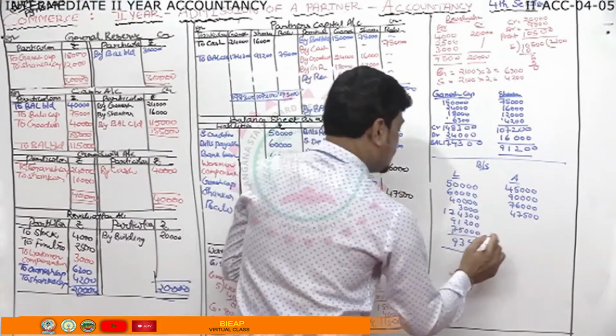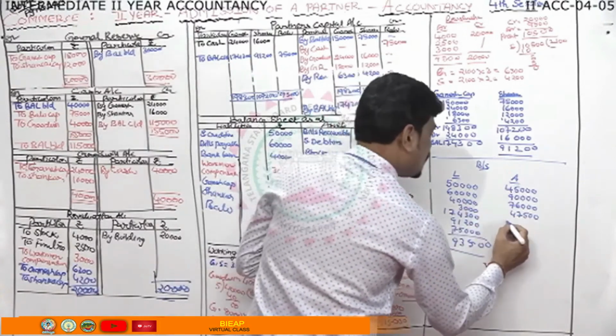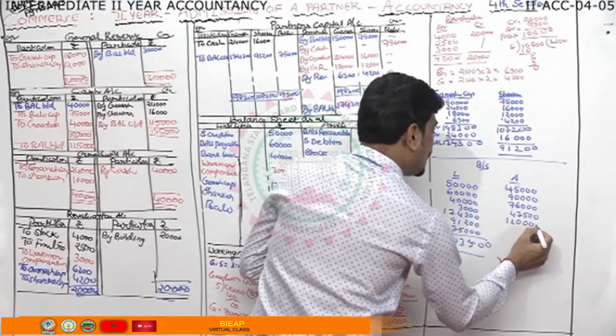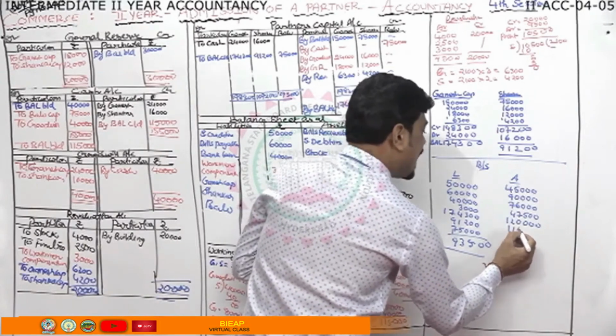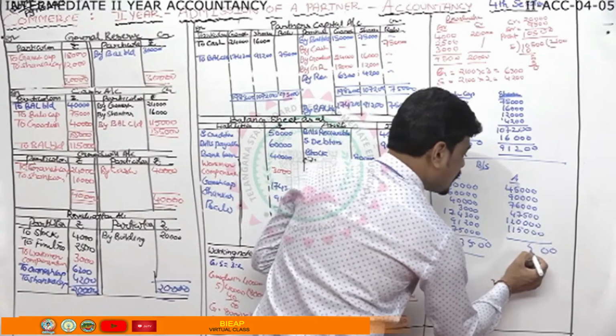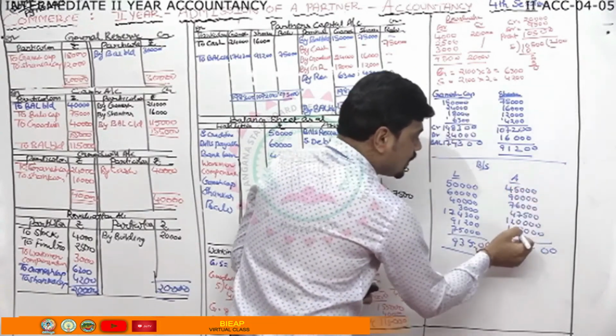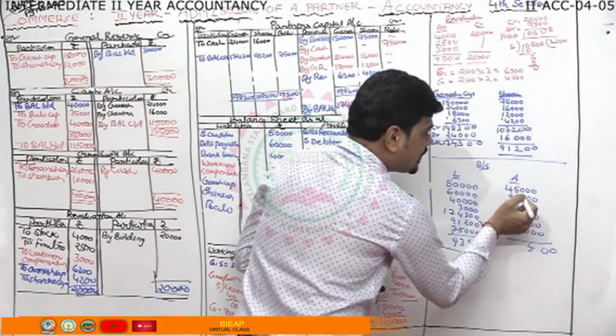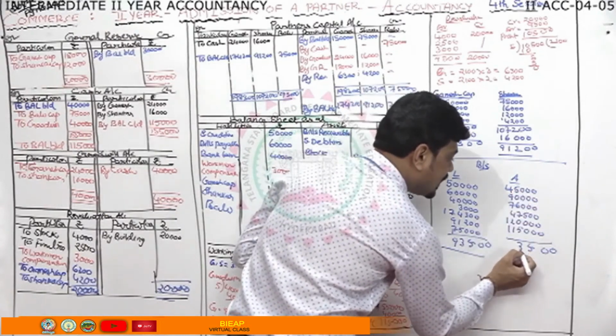Sorry. Then 1,20,000, 1,15,000. So 0, 5. Again check the total. 5 plus 7, 12, 12 plus 6, 18, 18 plus 5, 23.